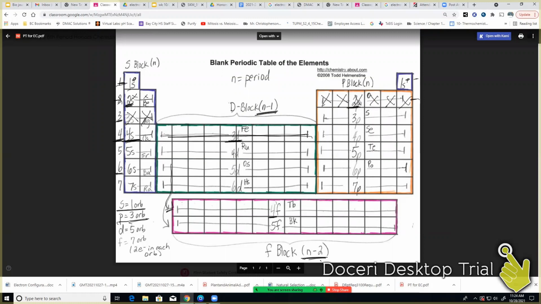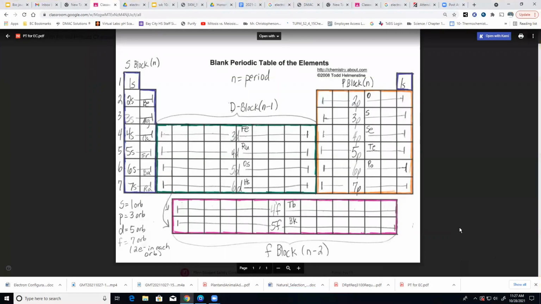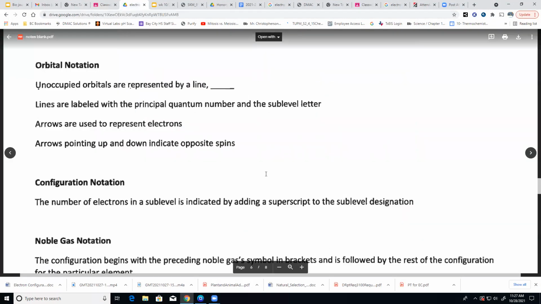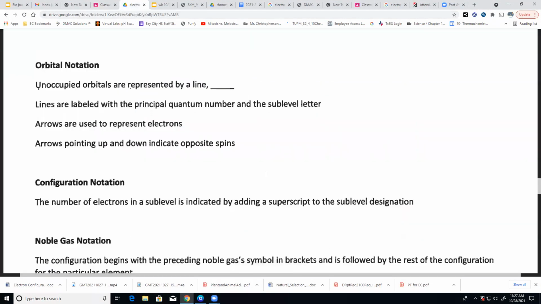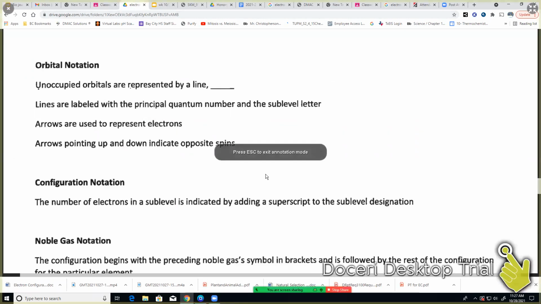And my F, how many boxes do you think I have for an F? 14, exactly, because they can have 7 orbitals, 2 electrons in each. So if I count across, I have 14. So that's kind of how we use this as a tool. All right, let's look at some of our other things. Some of this we talked about yesterday, and it'll make a little bit more sense today. And hopefully you watched the video.